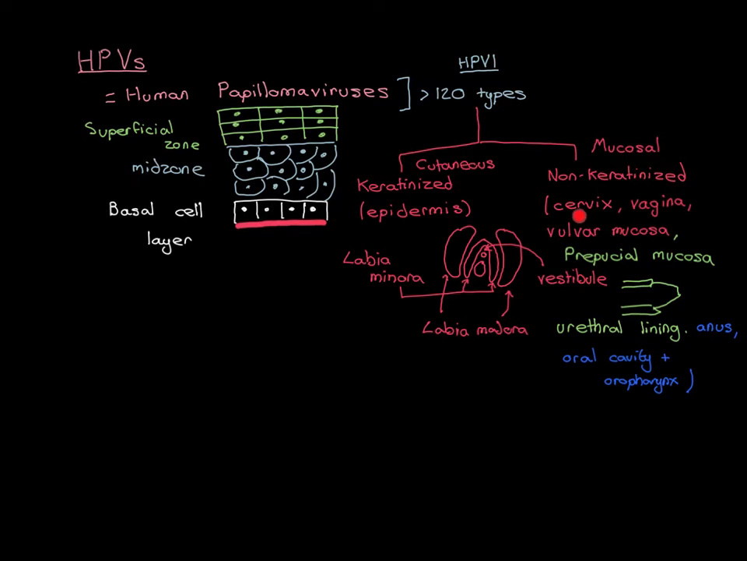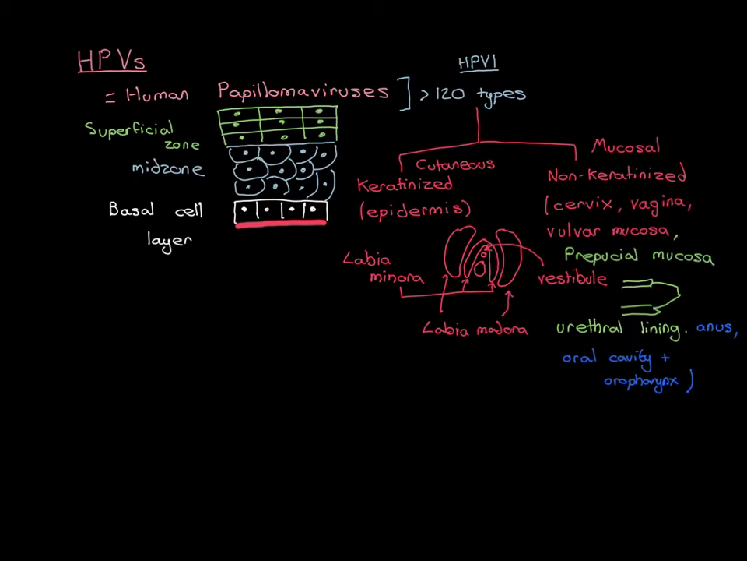So we have a lot of areas then now that are mucosal squamous stratified epithelium, and it is not just the cervix that can be infected by these mucosal human papillomaviruses. Mucosal human papillomaviruses can infect all of these different areas. The cervix is particularly vulnerable to HPV infection for reasons that we will come on to later because of the metaplasia that is occurring. And you'll understand why once we've seen the life cycle, once we've seen how human papillomavirus actually infects the epithelium, you'll understand why the cervix is so vulnerable.